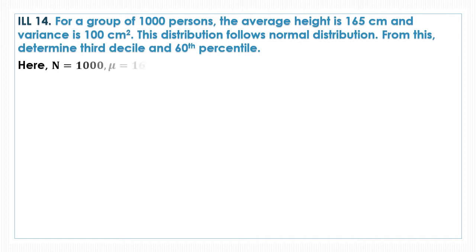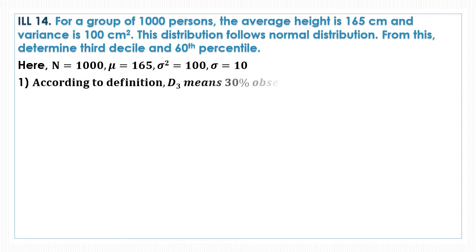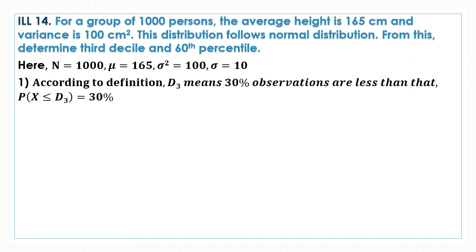Now we know that the total number of people is 1000, mu is 165, sigma square is 100, but we don't need sigma square, so sigma is 10. So let's start with the first one. According to the definition of the decile, the third decile means that 30% of observations are less than the third decile. So X less than or equal to D3 is 30%.